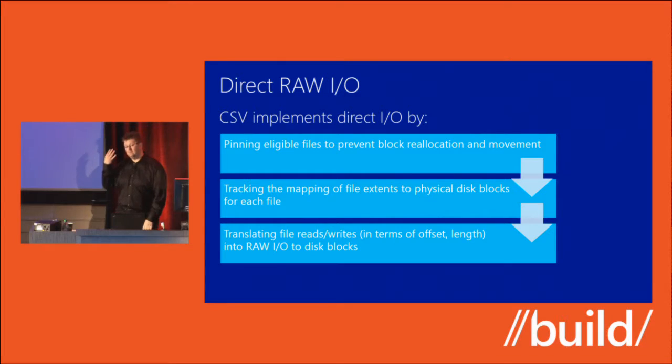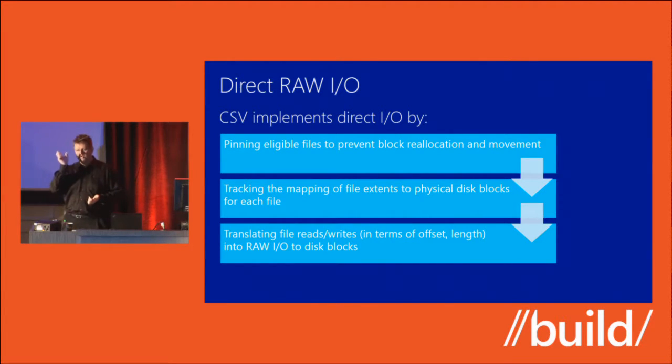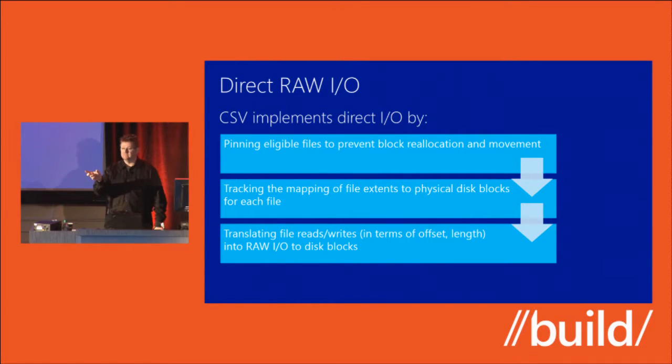So how do we actually implement direct I/O? What we do is we pin the file so it doesn't move. Then we look at the extents of the file so we can understand where on the physical LUN the file is. And then we convert it, and we do raw I/O directly down to the offset to do updates to the files. So that's how we're doing direct I/O. We're bypassing the file system in a coordinated way and updating the disk directly.